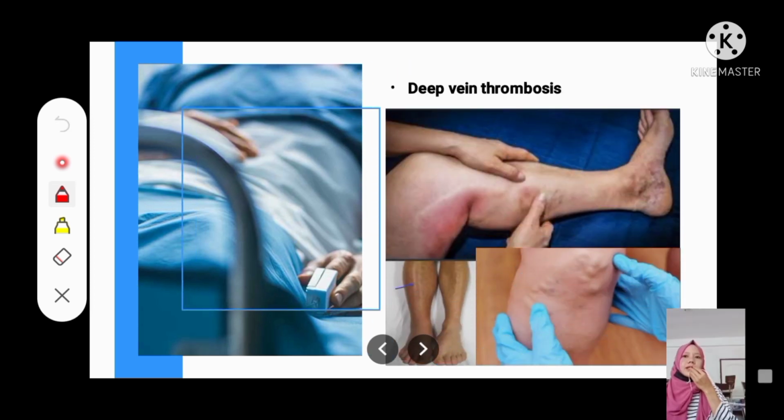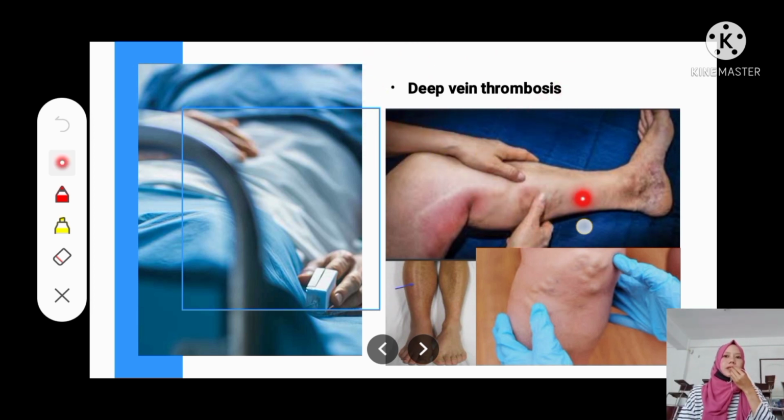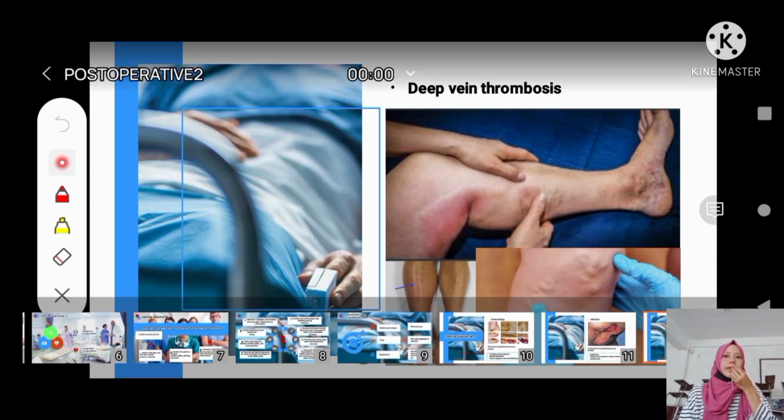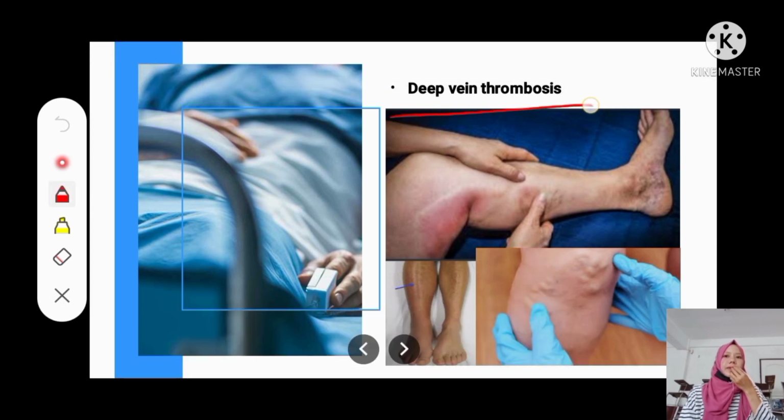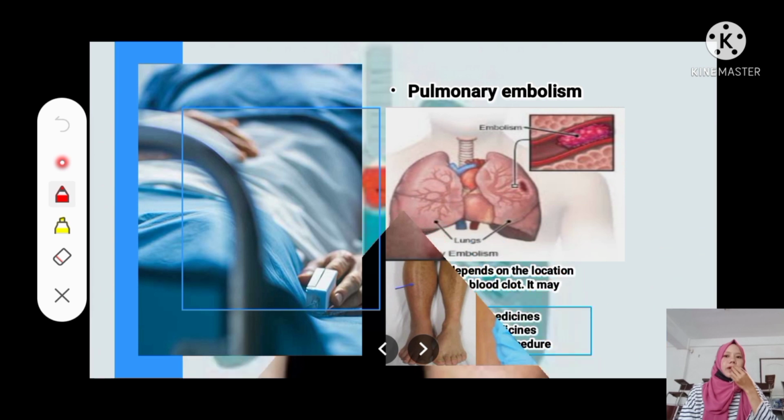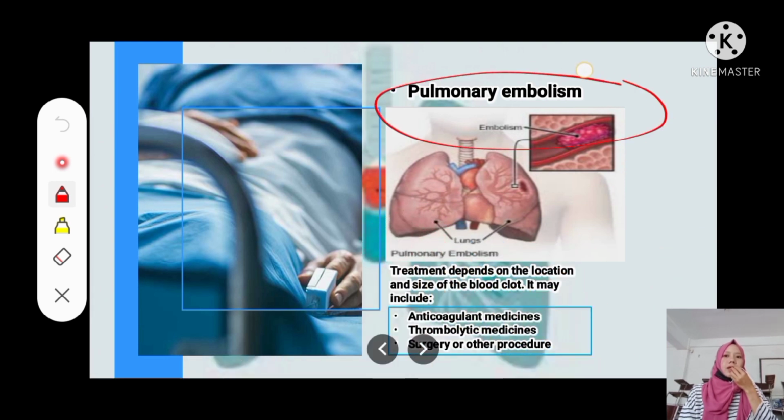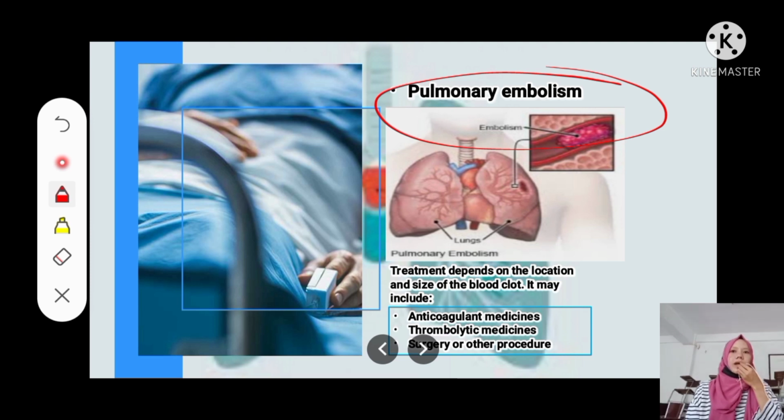Deep vein thrombosis and pulmonary embolism. Together, these conditions are referred to as venous thromboembolism. The term is used because the conditions are very closely related and because their prevention and treatment are also closely related. In pulmonary embolism, a clot can separate from the vein and travel to the lungs. Treatment depends on the location and size of the blood clot. It may include anticoagulant medicines, thrombolytic medicines, surgery, or other procedures.